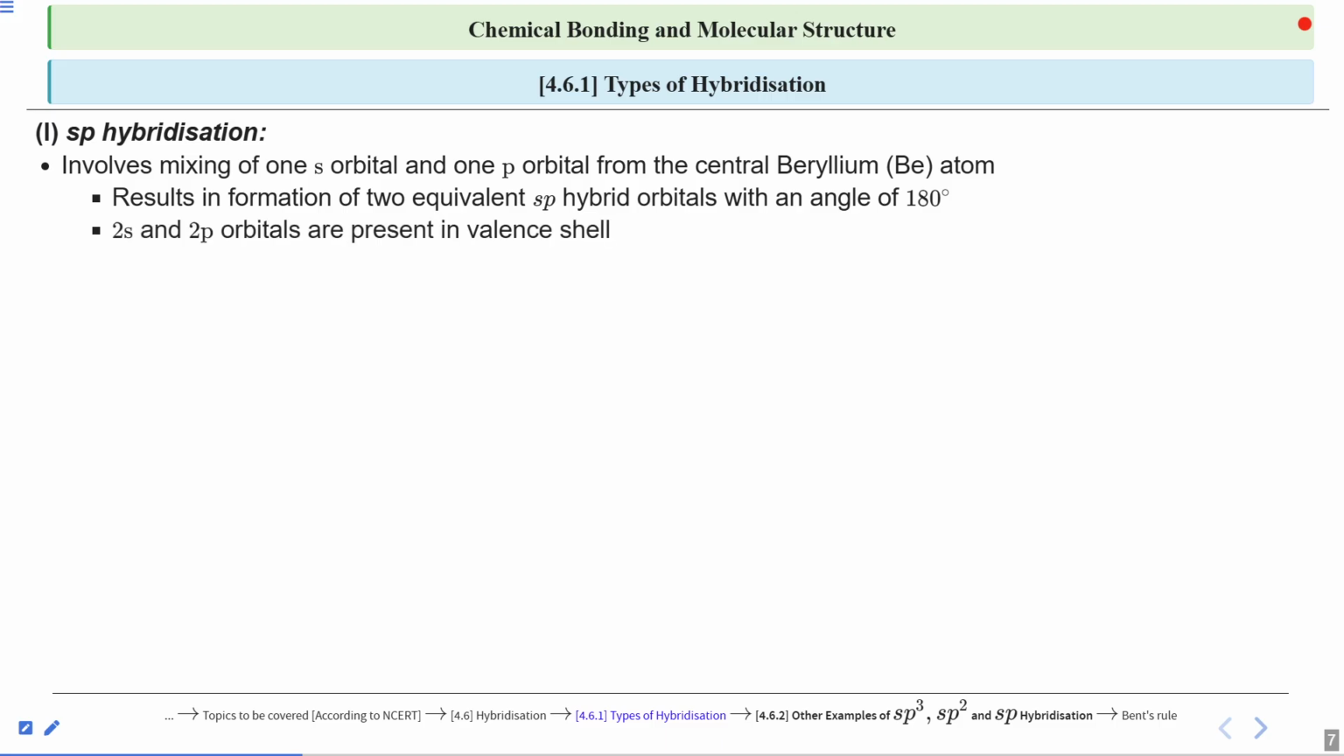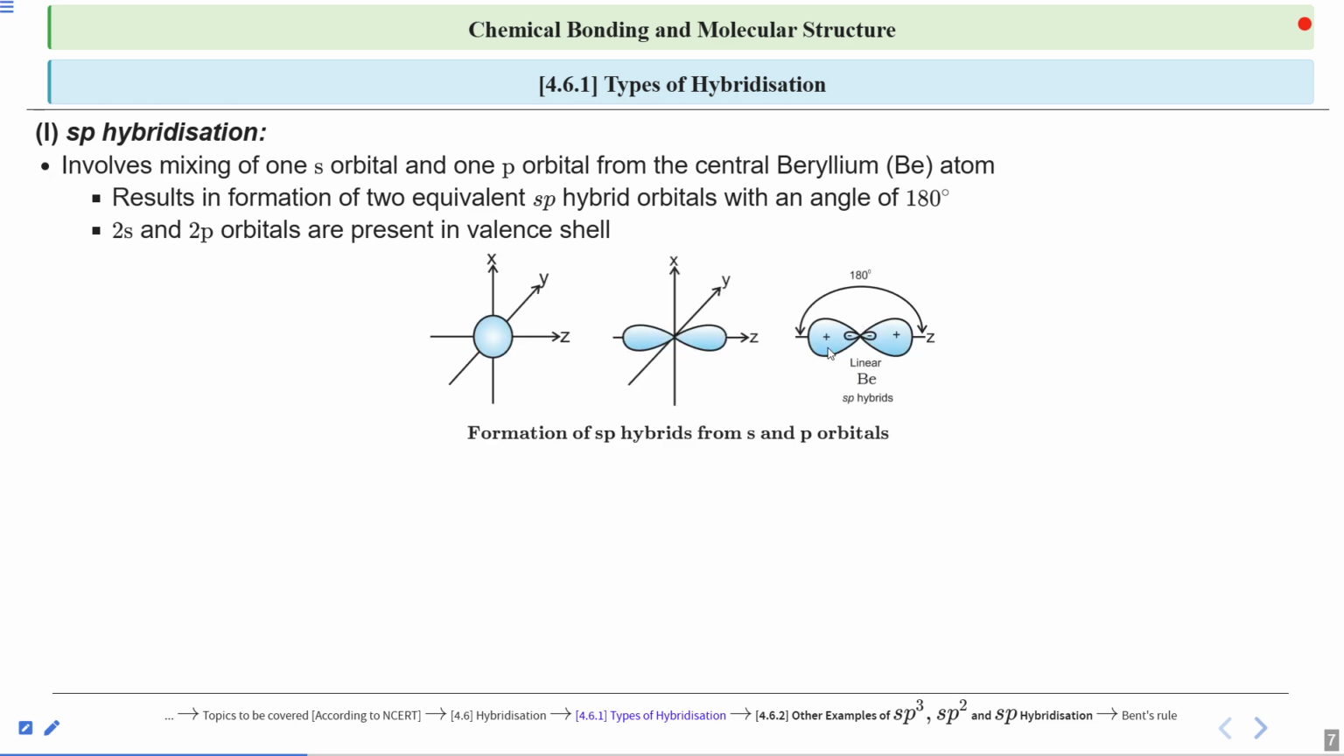Which will be these two orbitals? They are present in the valence shell. If you consider beryllium, then the valence subshells are 2s and 2p. So they will be the ones combining, and specifically their orbitals will combine. This is the hybridization that takes place.